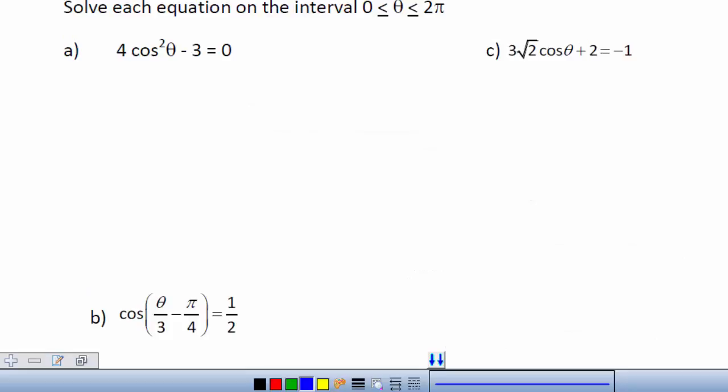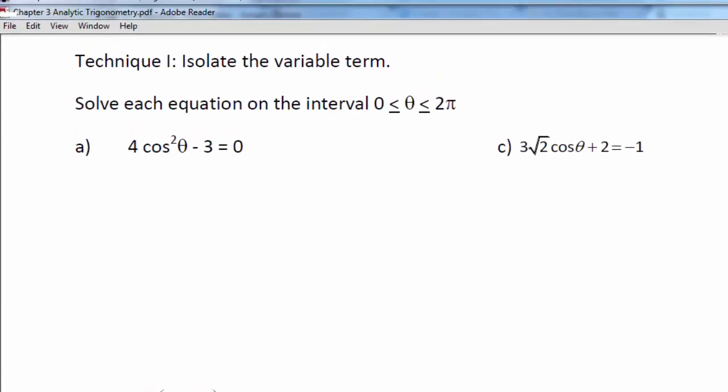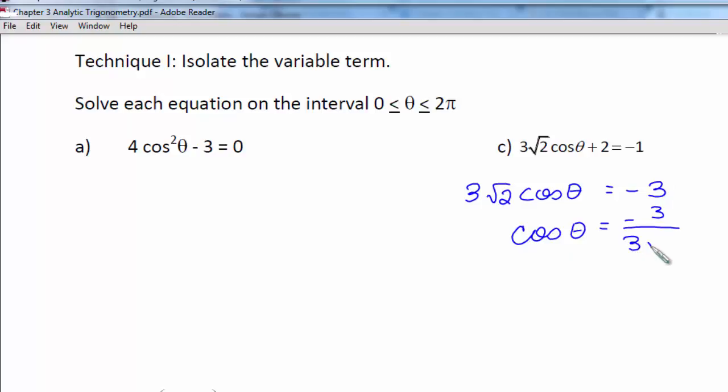So we got 3 root 2 cosine theta plus 2 equals negative 1. So again, I'm going to try to get the variable term on a side by itself. I subtract 2 from both sides, so we get 3 root 2 cosine theta equals negative 3. Then I'm going to divide both sides by 3 root 2. So negative 3 over 3 root 2. Okay, so we get cosine theta equals negative 1 over root 2.